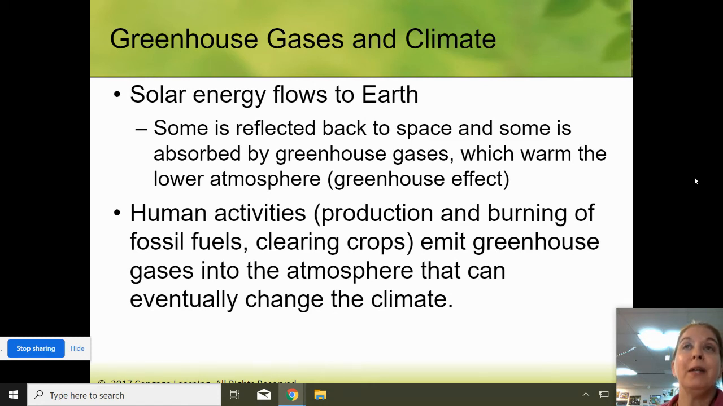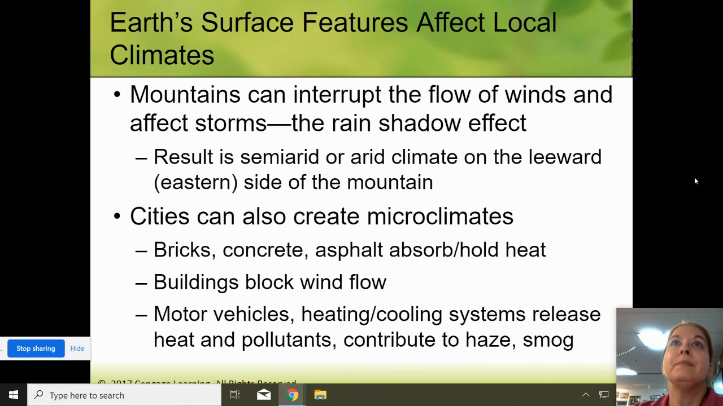However, human activities such as production and burning of fossil fuels and clearing of crops are going to emit greenhouse gases into the atmosphere that can eventually change the climate. There's too much out there now. So wearing clothes, good, keeps you warm. But if you had like 4 sweaters on, you probably wouldn't be too comfortable and you'd be too hot. Kind of where the earth is getting to right now. It's a little too hot for comfort.